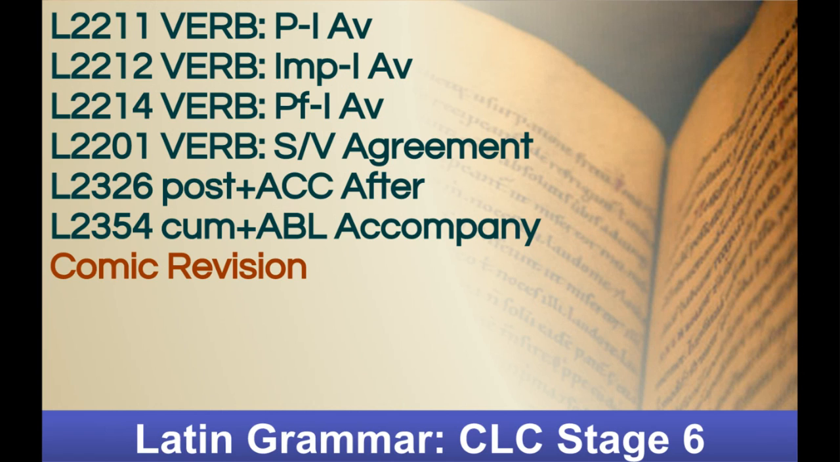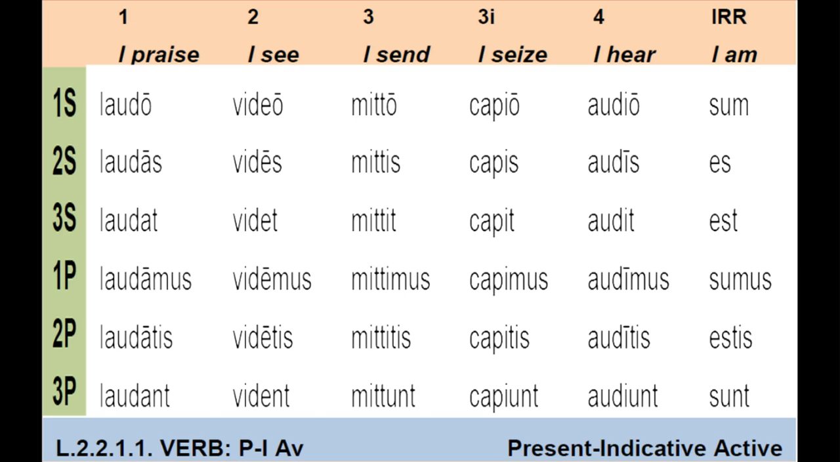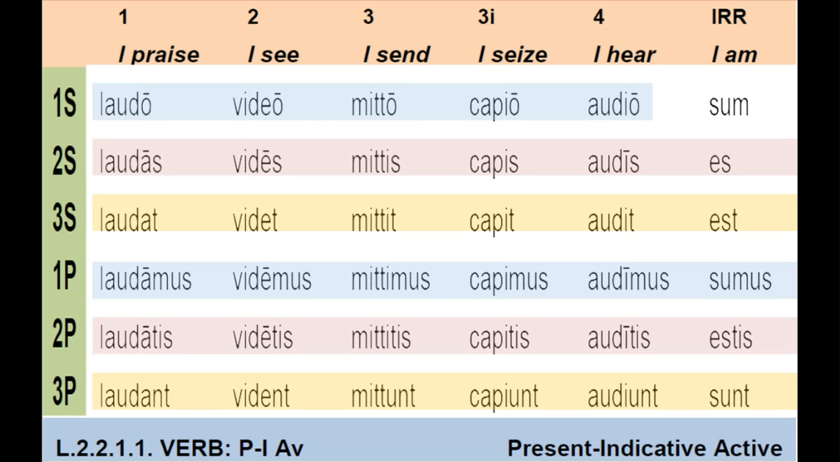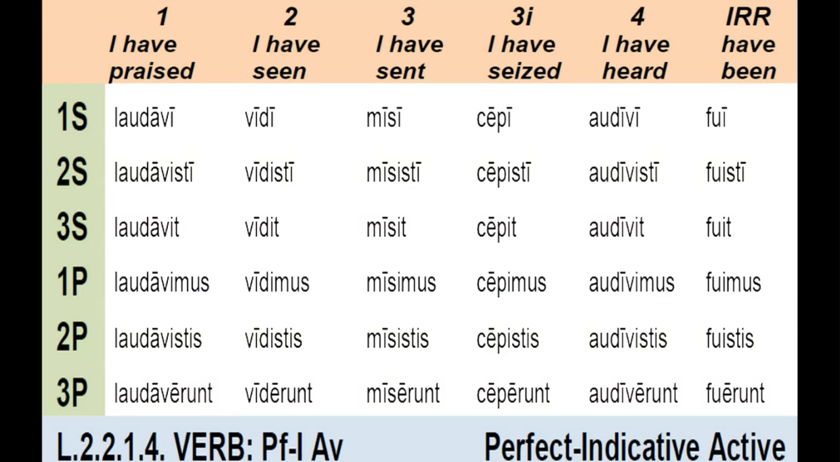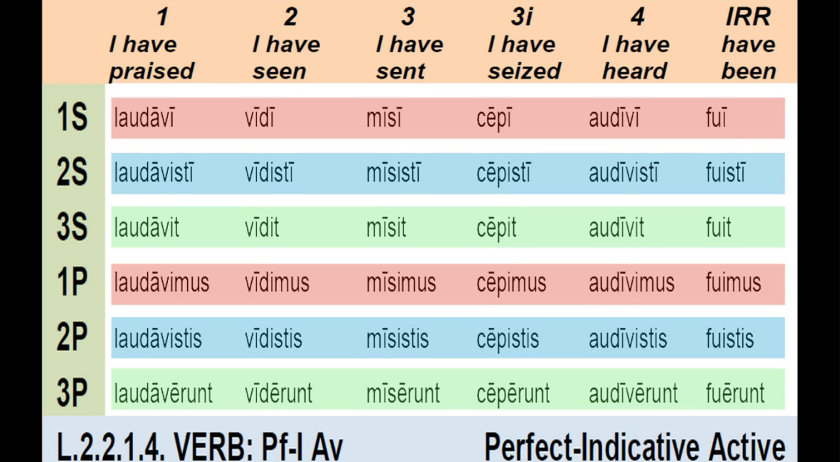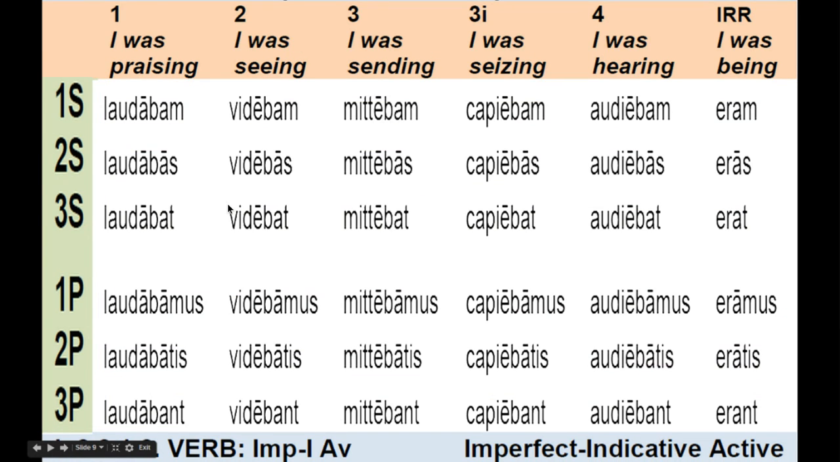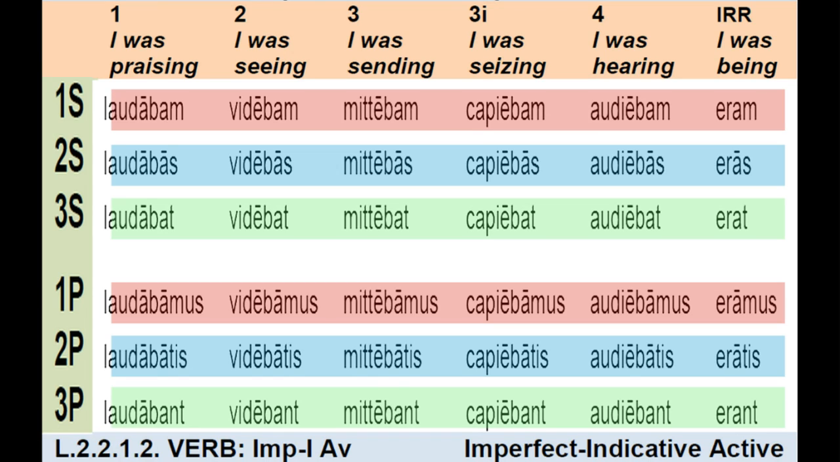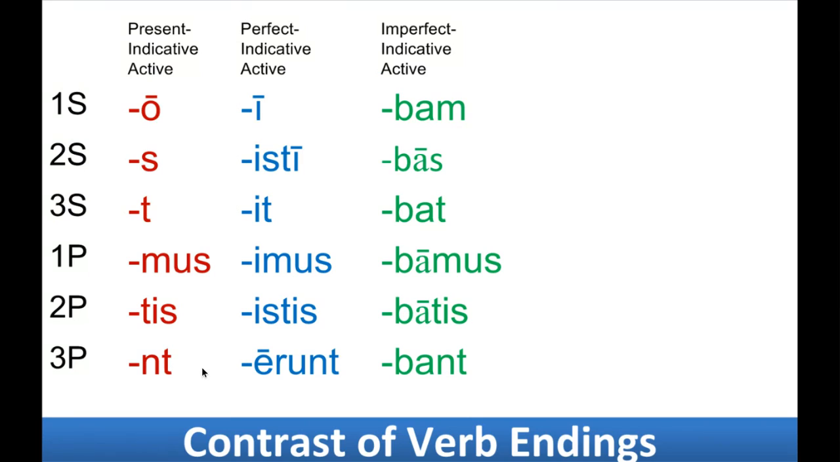Let's talk about verbs. Again, we have here the present indicative, which has the common endings of o, s, t, mus, tis, and unt. We learned in the last chapter about the perfect, which all have the same endings: i, isti, it, imus, istis, erunt, suffixed to the perfect stem. In this chapter, we're learning about the imperfect, which is formed off the present stem, connecting vowel, and then bam, bas, bat, bamus, batis, bant.